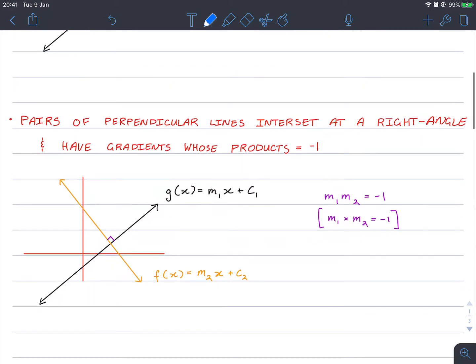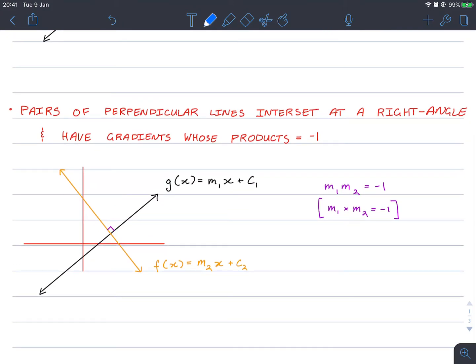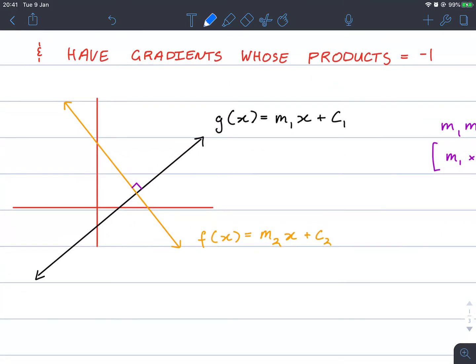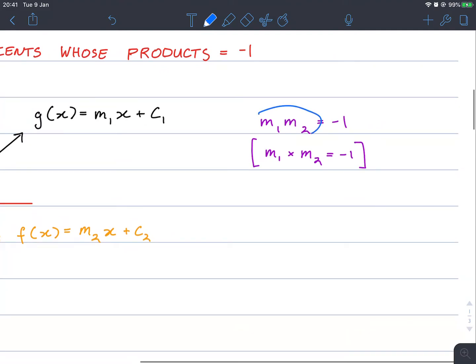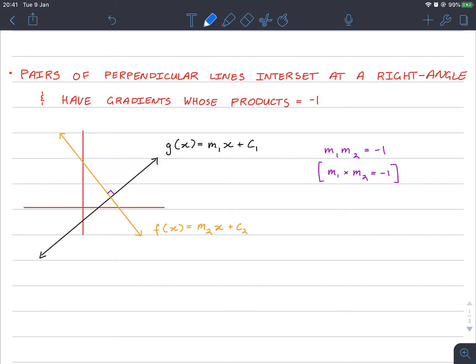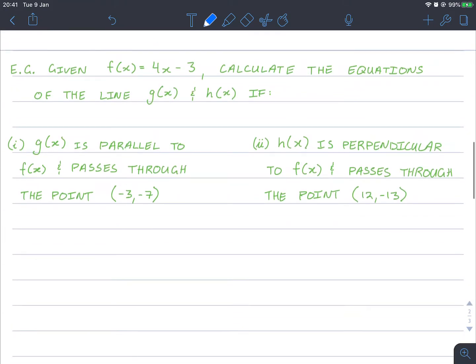Pairs of perpendicular lines intersect at a right angle and have gradients whose products equal -1. So here we have, once again, two linear functions, g of x and f of x. If we were to take their gradients, m1 and m2, and multiply them, the product will become -1. This property here is very important in order to accomplish the next bit of work that we will be doing. So here we go.